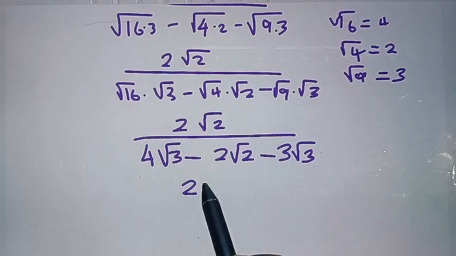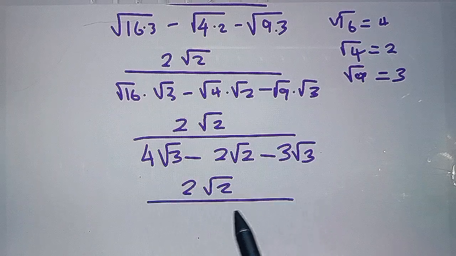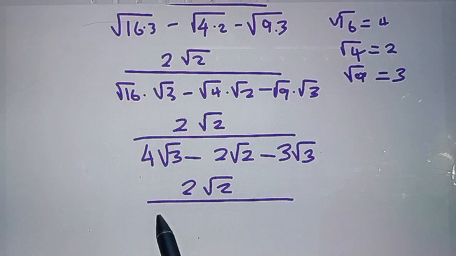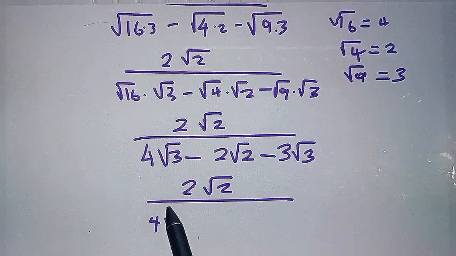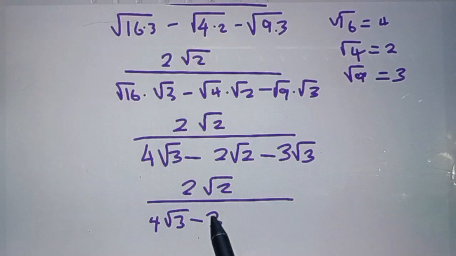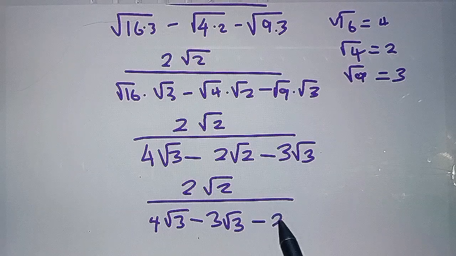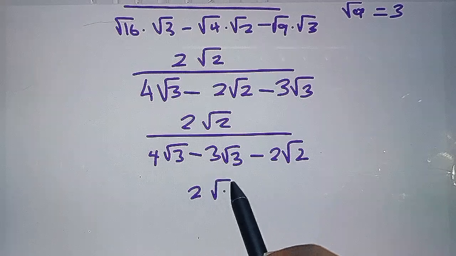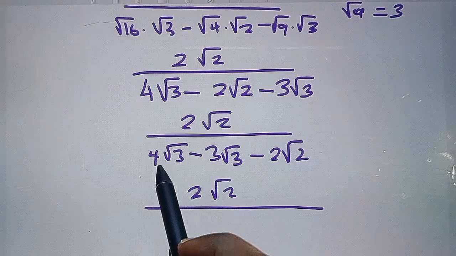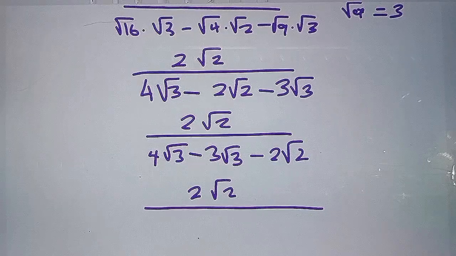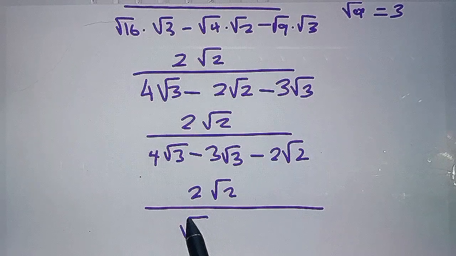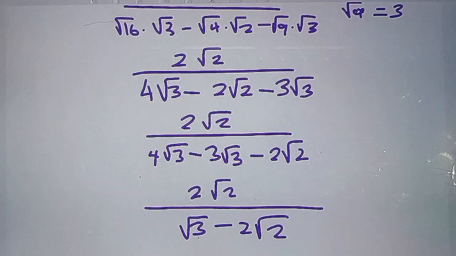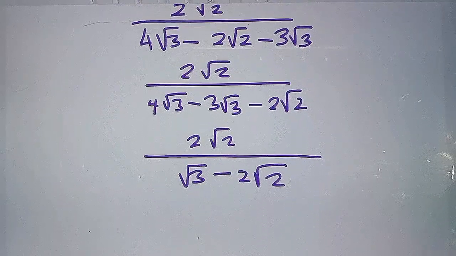we're going to have 2 root 2 all over. So this and this are similar, so I can bring them together. That is 4 root 3 minus 3 root 3 minus 2 root 2. So from there, we're going to have 2 root 2 all over 4 root 3 minus 3 root 3. I'm going to have root 3, then minus 2 root 2. Understood? So we continue from there.